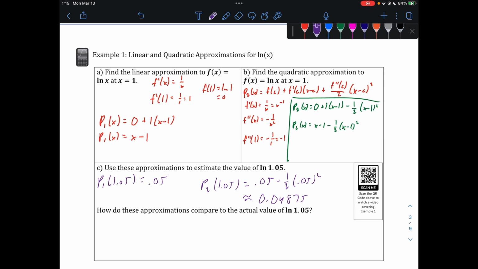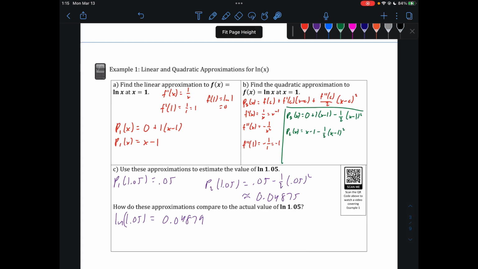How do these compare to the actual value of natural log of 1.05? So natural log of 1.05, you put that in your calculator, is going to be 0.04879. So while this is pretty close to that, it's off by 2 thousandths, look how close this quadratic approximation is. Now we're talking about 400 thousandths of being off there. So really, really close.